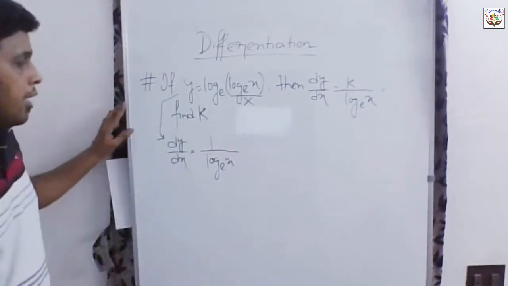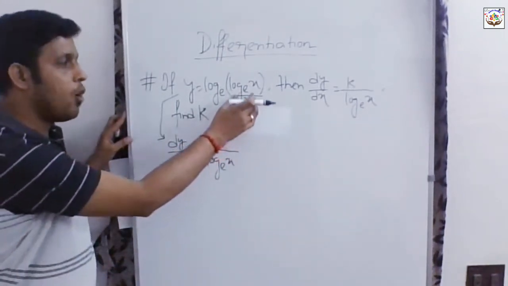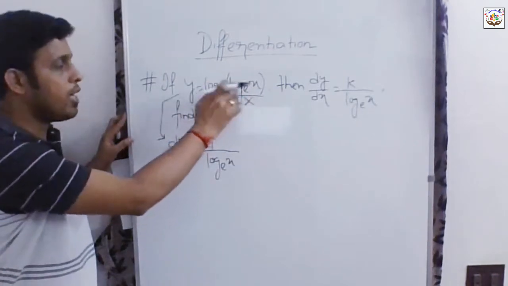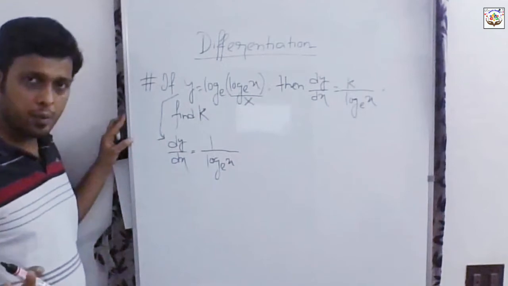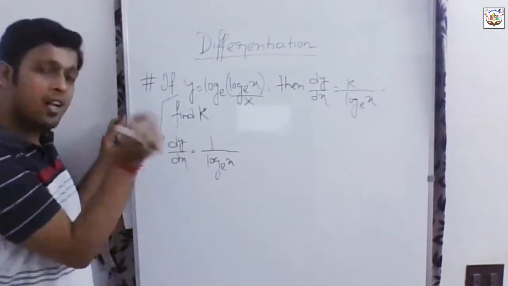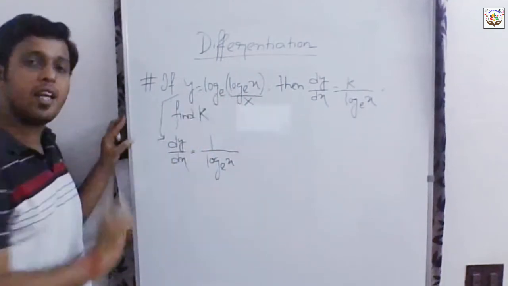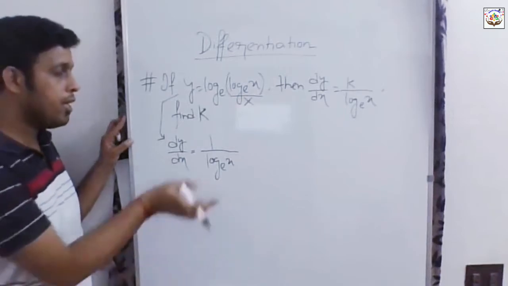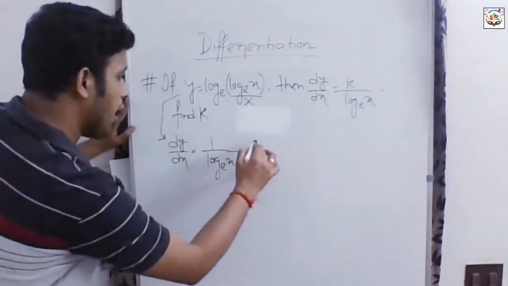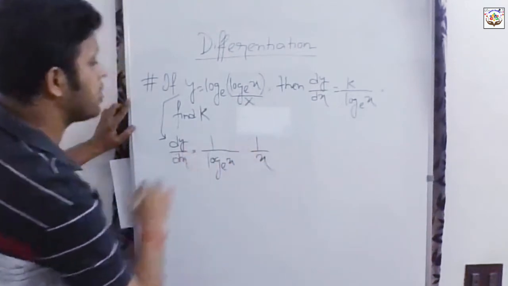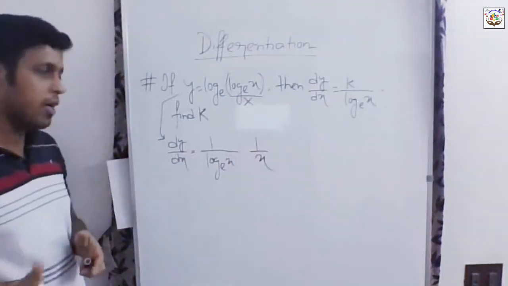Right? Now if it were only x, then the differentiation of log x would have been 1 by x only. But here, instead of x, we have log x again. That means we need to differentiate the log x again. Now we can write 1 by x. Did you understand that part?